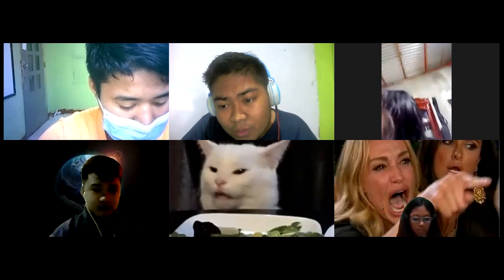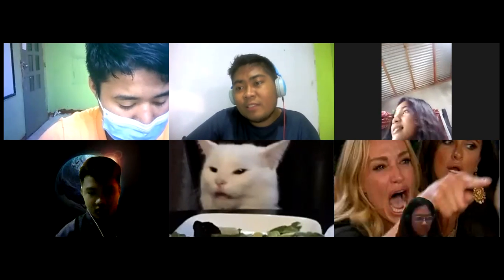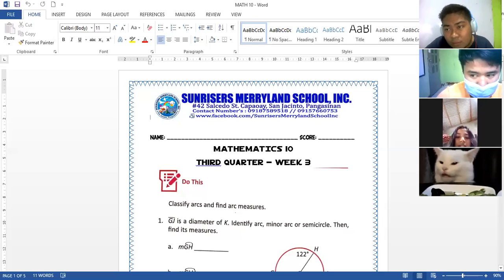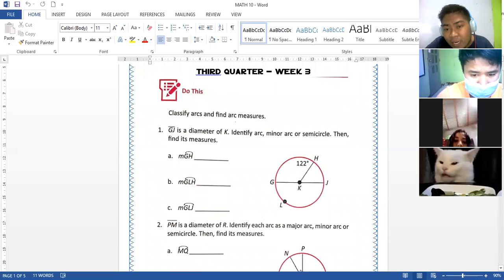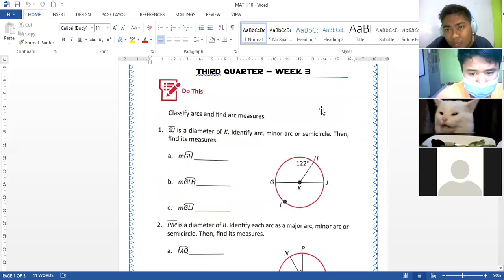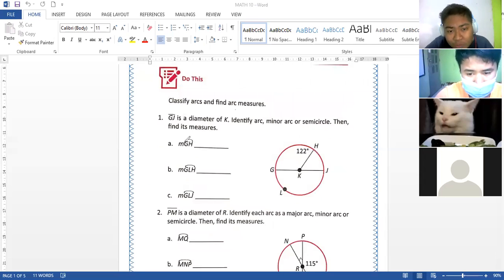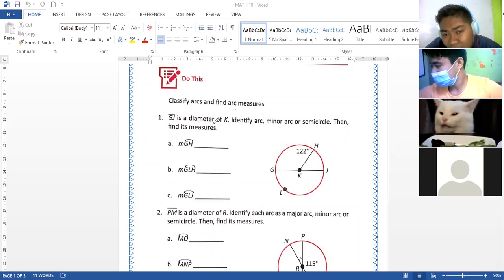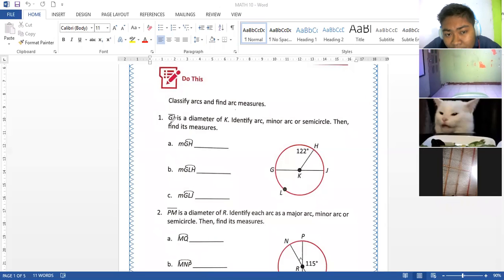So, I will be showing you your worksheet. So, let's answer some of it. Let's try to classify and find arc measures. What is the measure of GJ, which is a diameter of K. So, GJ is the diameter, meaning that is 180. Right? This arc. Identify the minor arc or semicircle, then find its measure.